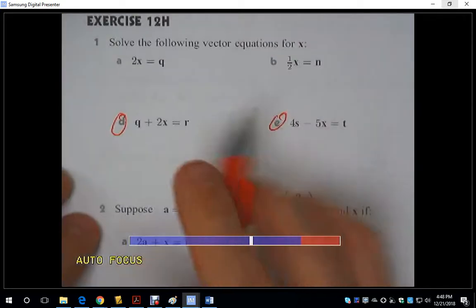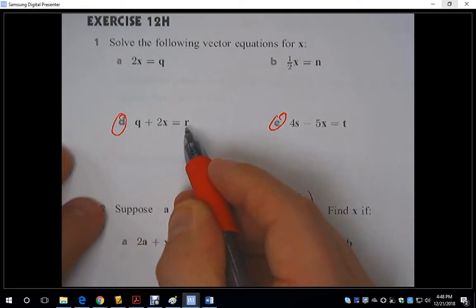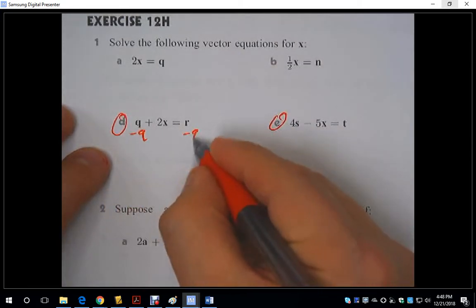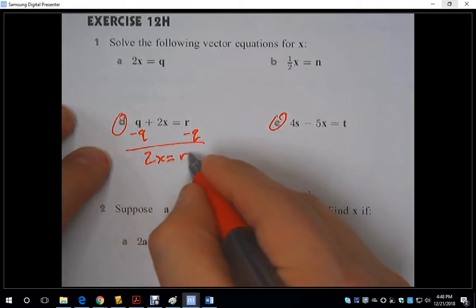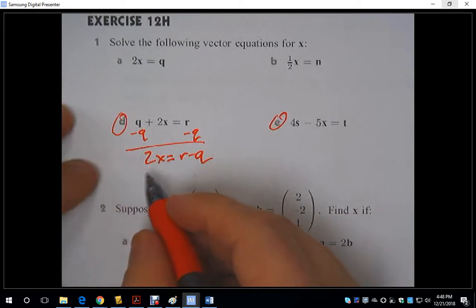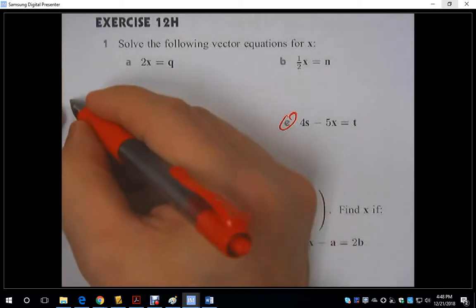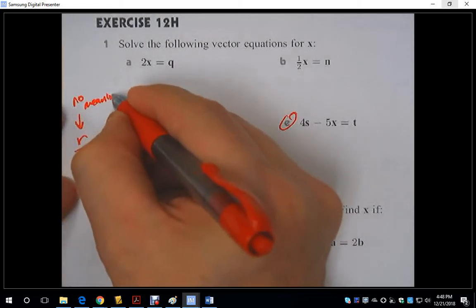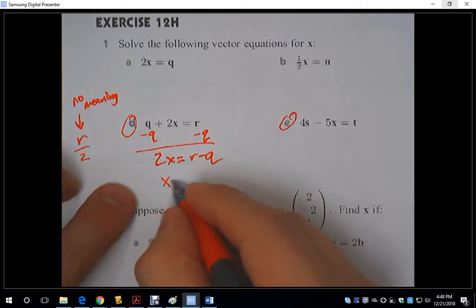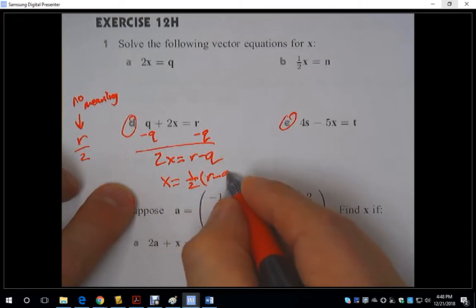I have vector q plus this scalar of 2 times this vector of x equals vector r. Now if I'm trying to solve for x, I'm going to subtract q from both sides, and that's going to give me 2x equals r minus q. Now normally I would divide by 2, but if I have some vector divided by 2, this has no meaning in vector space. No meaning. So instead of dividing by 2, I'm going to multiply it by 1/2. So I get x equals 1/2 times the quantity of r minus q. So there you go.